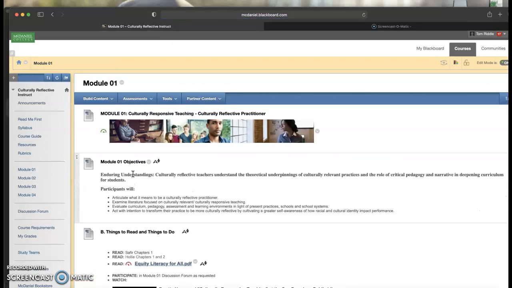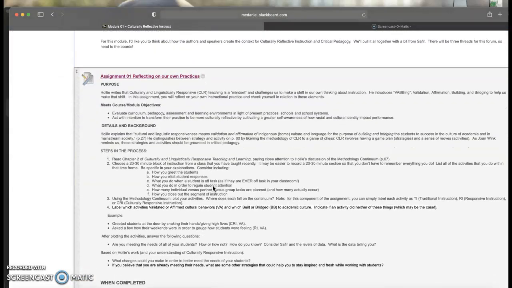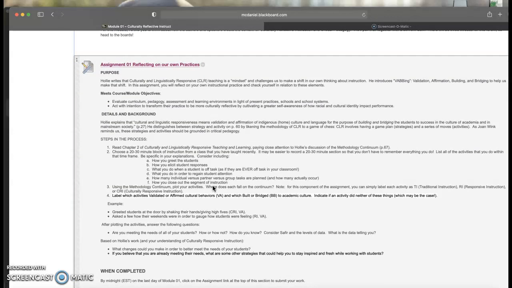Let's also look at the deliverable or the assignment for this module real quick. So this assignment asks you to, number 1, think about culturally and linguistically responsive teaching and that methodology curriculum. Also think about the VABB that Holly describes in Chapter 1. And choose a 20 to 30 minute block of instruction or any manageable time frame. And think about all the things that you did. Not just what the lesson plan said, but what did you do in your classroom?